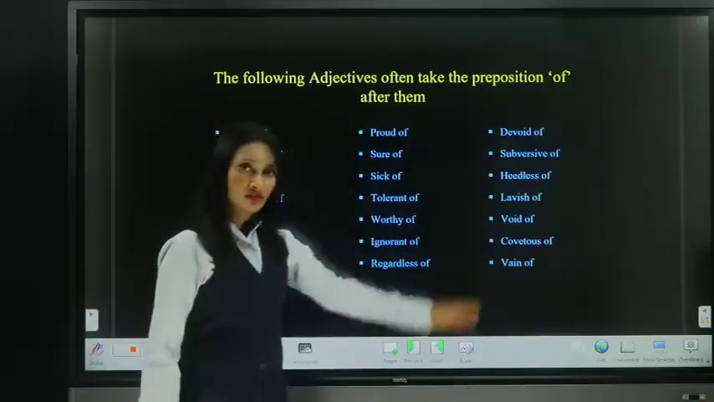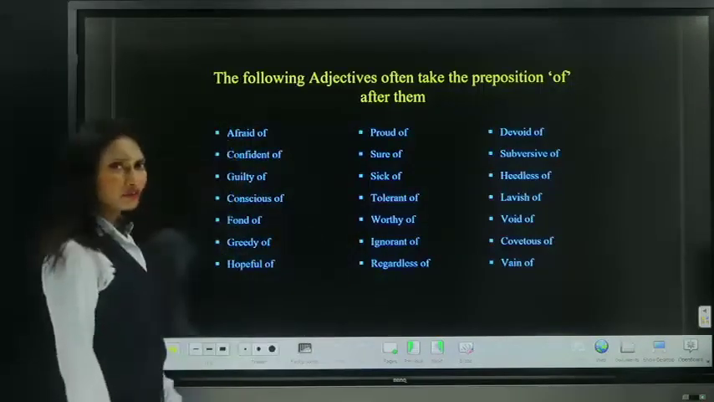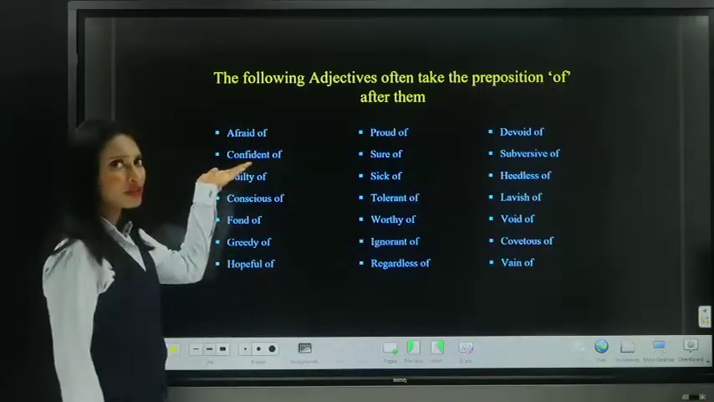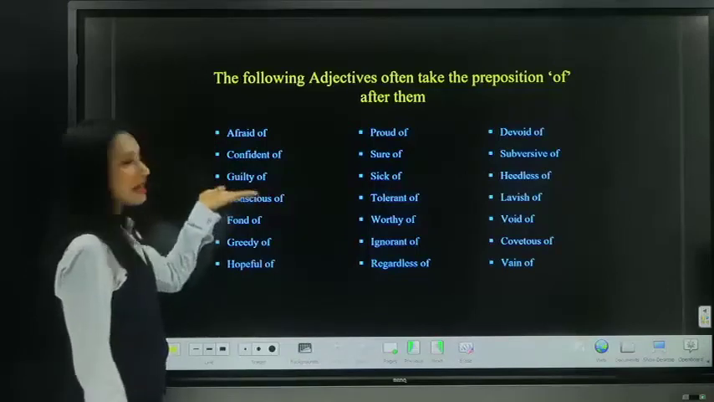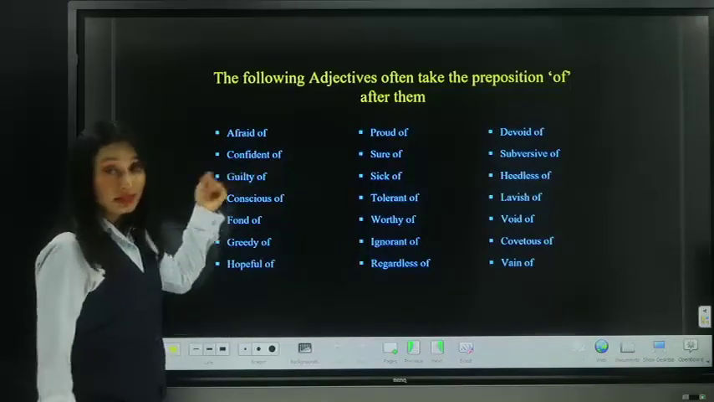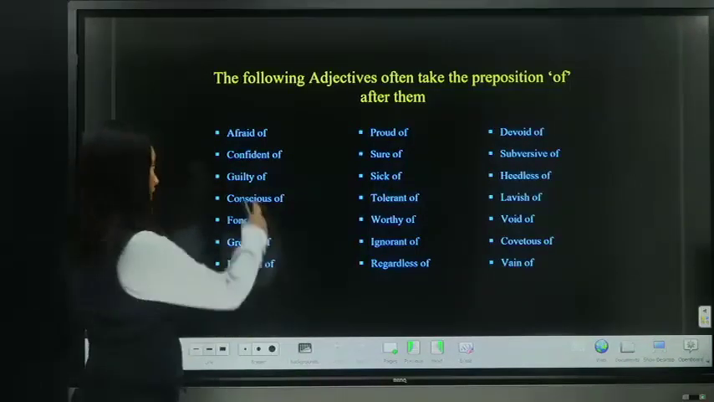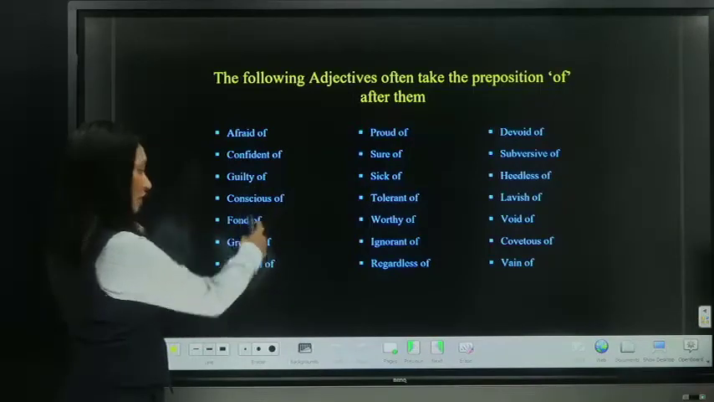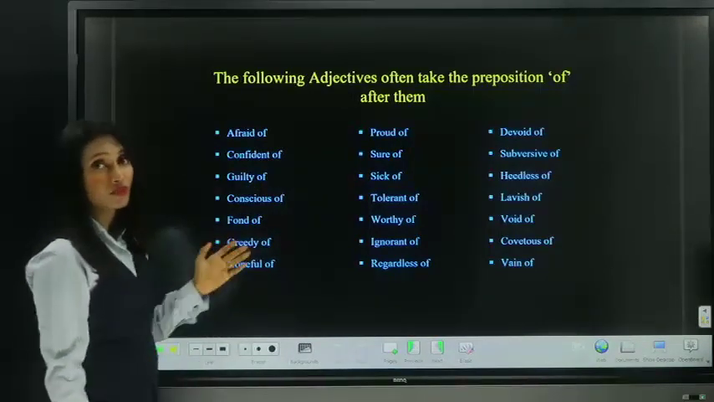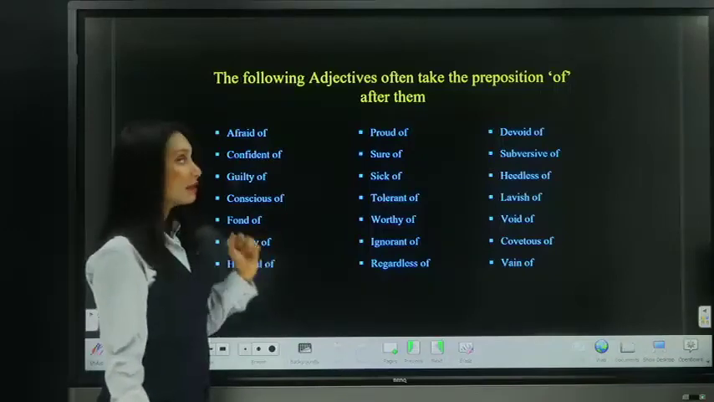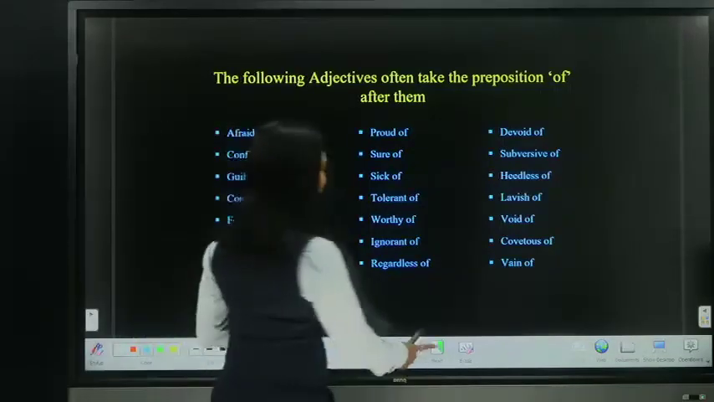She's vain of her looks. Are you afraid of snakes? Are you confident of getting the PO job? He is guilty of murder, something like that. Do remember, guilty of, fond of, conscious of, greedy of. They're always followed by of only. Now, let's move on to the next one.